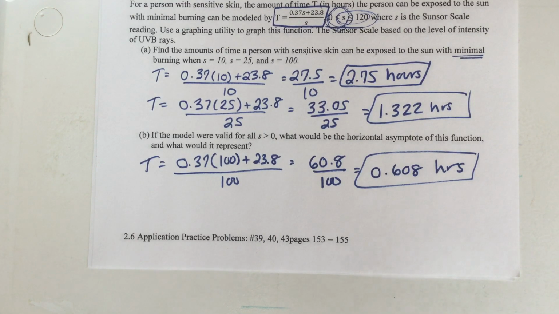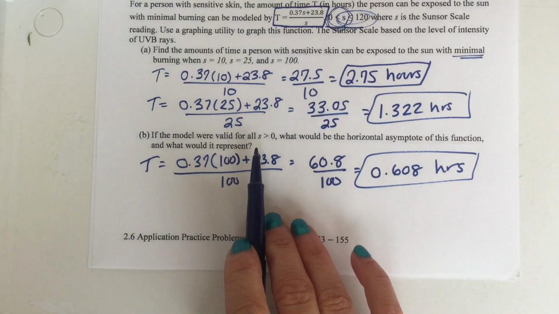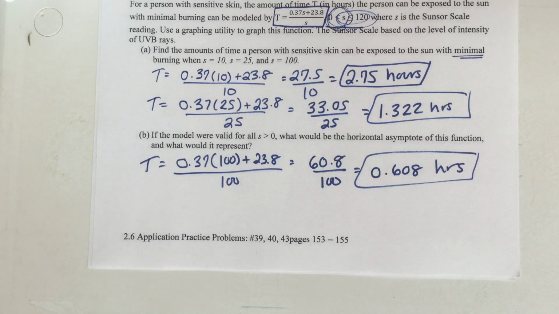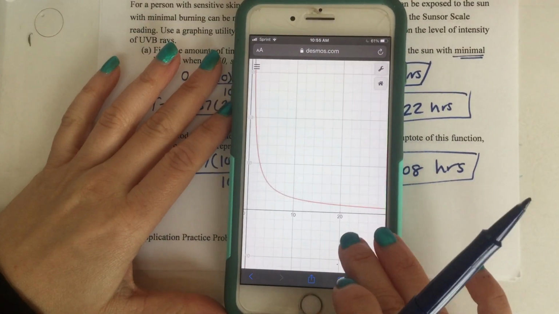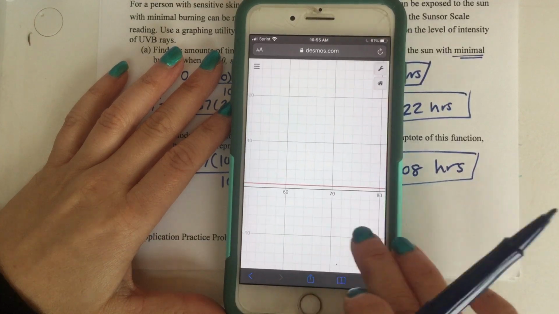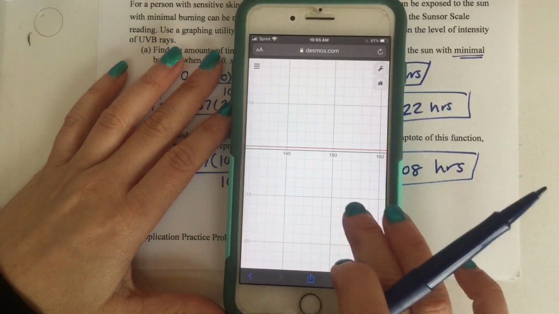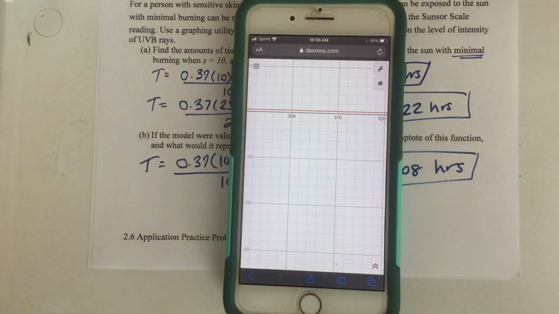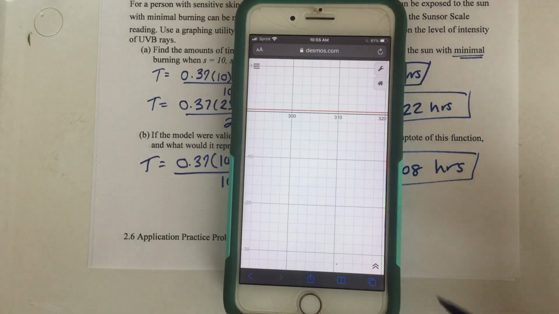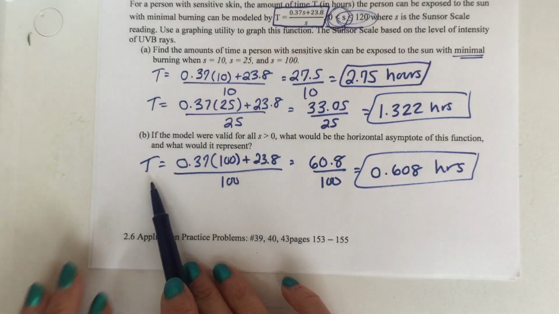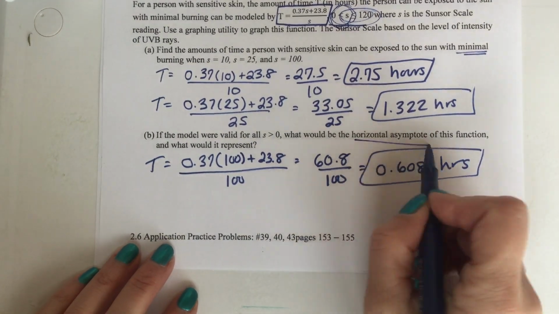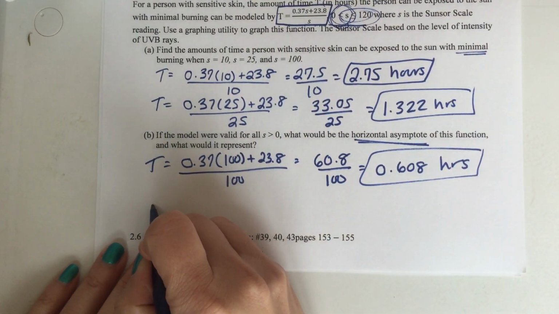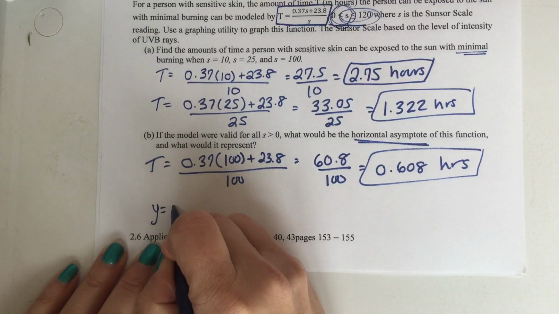It's a rational function. If the model were valid for all values S greater than 0, what would be the horizontal asymptote? So what you'll notice is I kind of jumped the gun a little bit. I showed you this. So we're looking here. They're saying, well, what happens if you keep going more and more and more? There is definitely a horizontal asymptote. As I go all the way to the right, it is approaching, but never touching, 0. 0 is the Y value, and when I'm looking at this, the Y value is time. So the horizontal asymptote would be Y equals 0.